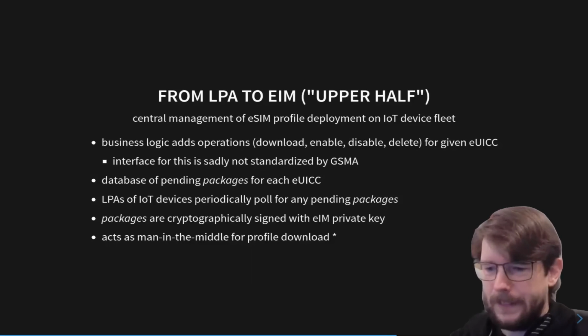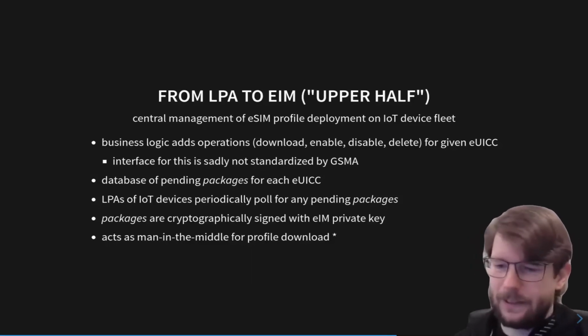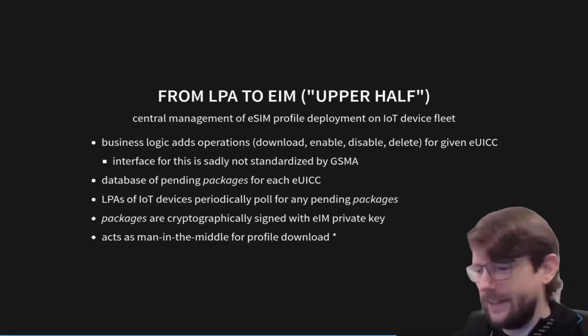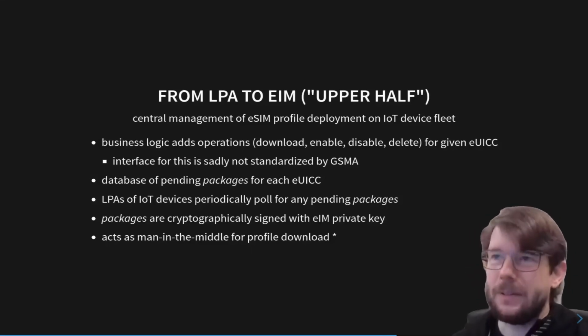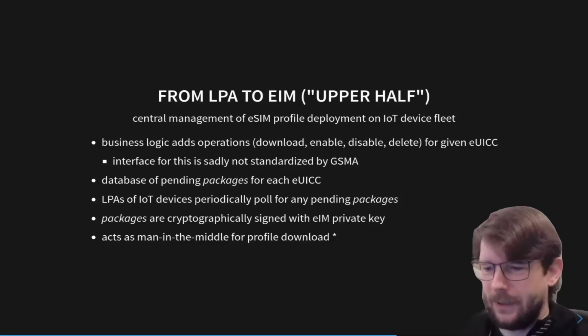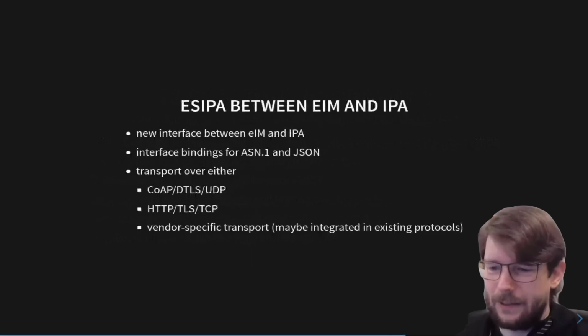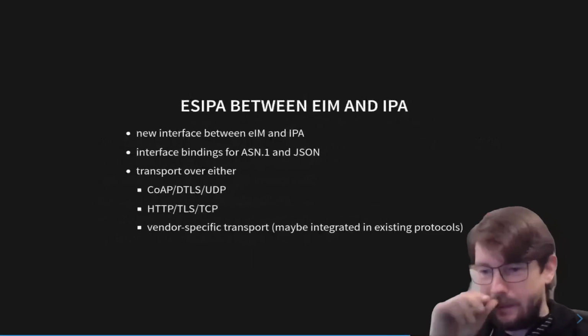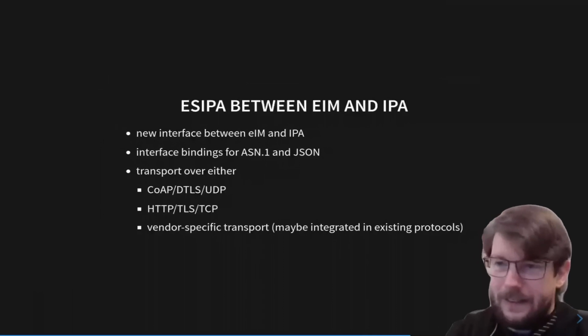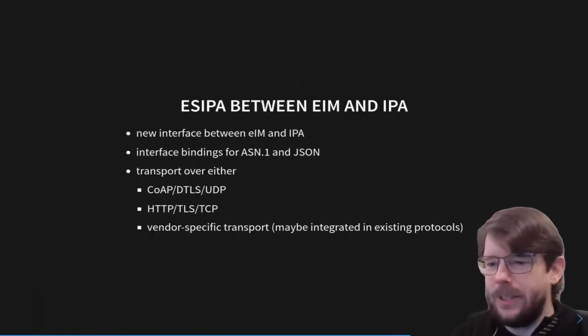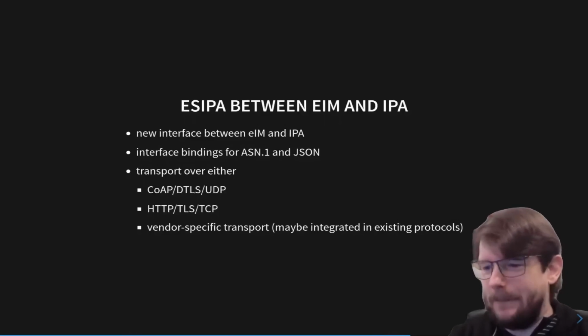And it acts as a man in the middle for profile download. There's an asterisk at the end because there is another option which we'll talk about later on. But in, I guess, most realistic cases, it will be the man in the middle for the profile download. We look at the download procedure shortly. So this happens all using this ESIPA protocol, the new protocol, a new interface between the EIM and the IPA. It again has interface bindings for ASN.1 and for JSON. And once again, the JSON is just base64 encoded ASN.1, so go figure.